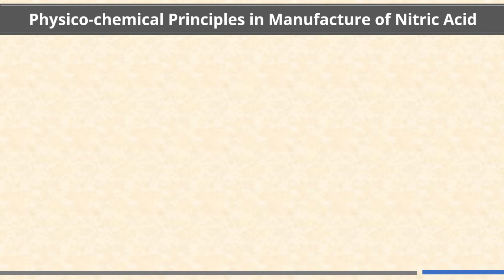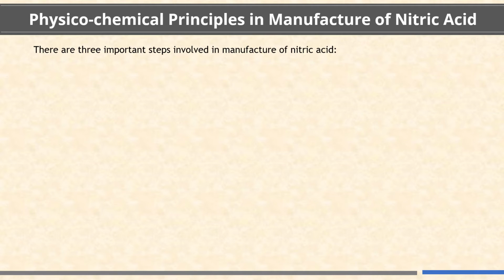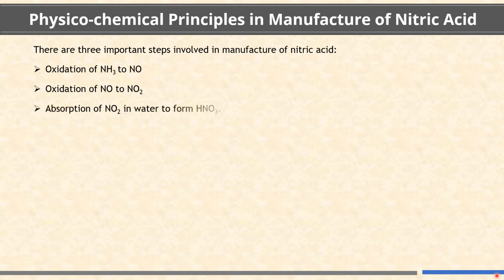Physico-chemical principles in the manufacture of nitric acid. There are 3 important steps involved in the manufacture of nitric acid. Number 1, oxidation of ammonia to nitric oxide. Number 2, oxidation of nitric oxide to nitrogen dioxide. Number 3, absorption of nitrogen dioxide in water to form nitric acid.